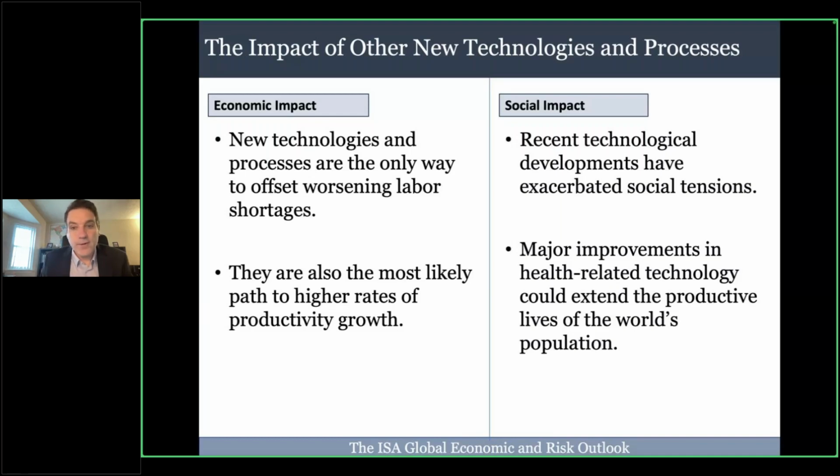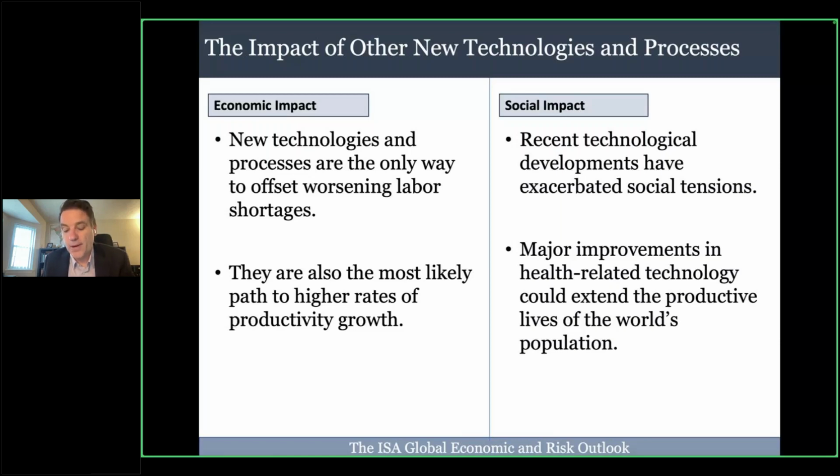They're also going to have a big impact socially. We will talk about the election and how AI and social media are going to impact this election. We've been watching it closely in places like India and places that are in the midst of elections now, and it is quite worrying. On the other hand, health-related technology could extend the productive lives of the world's population.